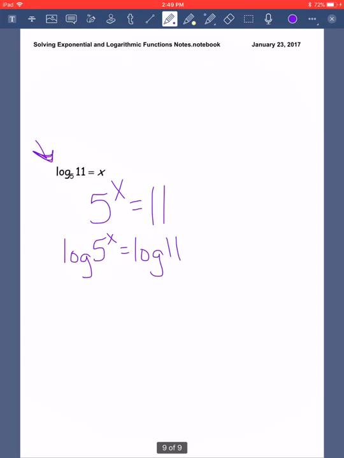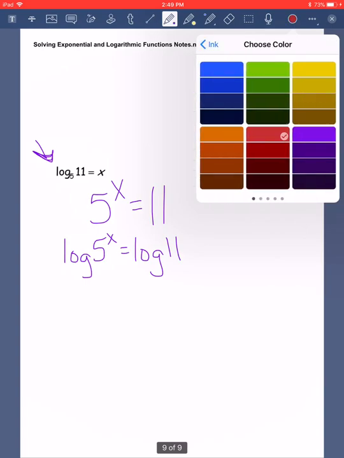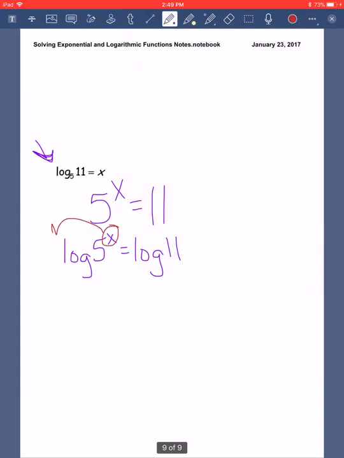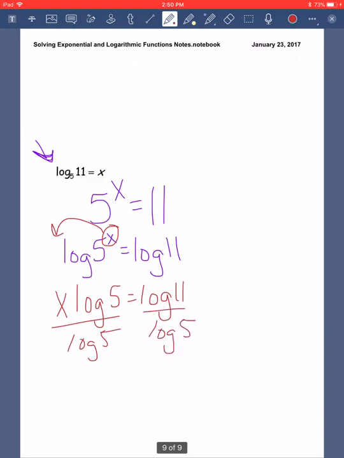I'm going to use the power property, so I'm going to take the exponent and pull it out to the front. So x times the log of 5 equals the log of 11. And I need to get the x alone, so all I'm going to do here is divide both sides by log of 5. So x equals log 11 divided by log 5, and that's what I'm going to put in the calculator.